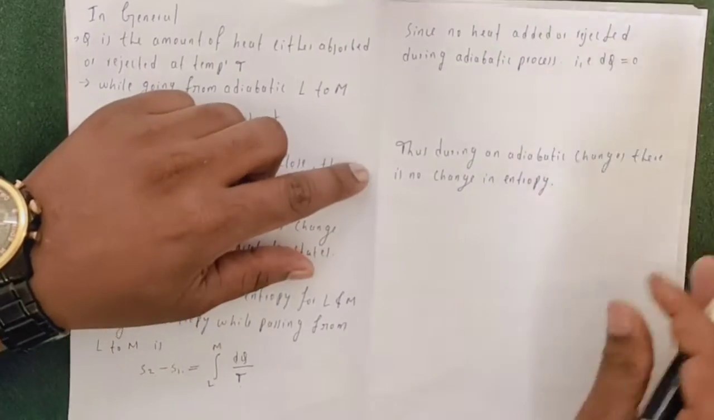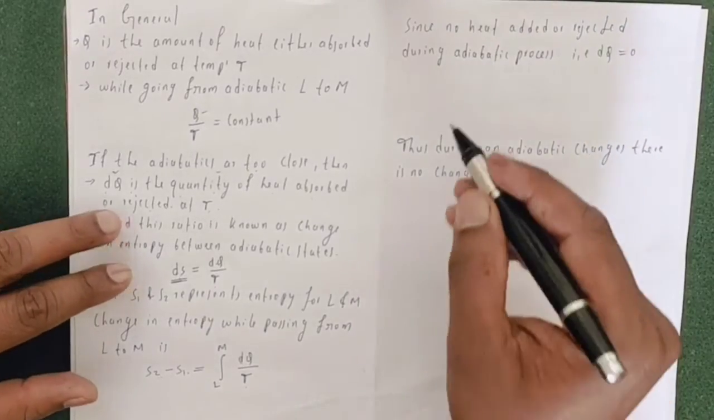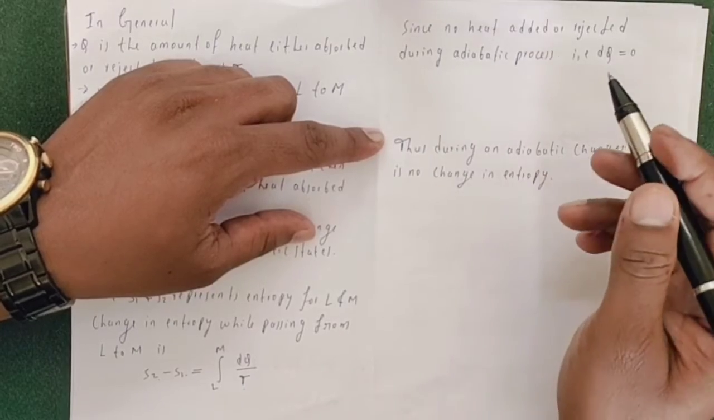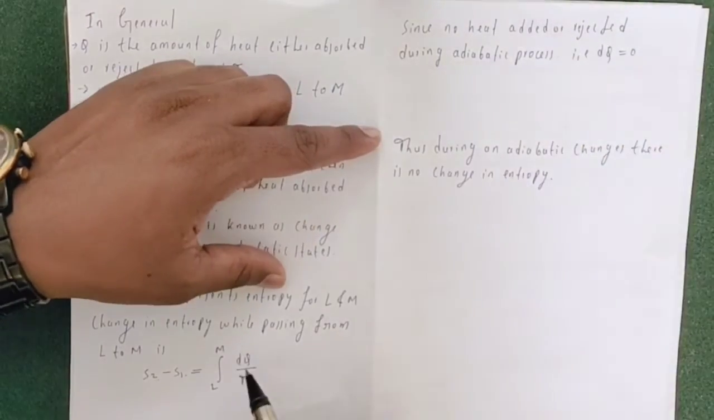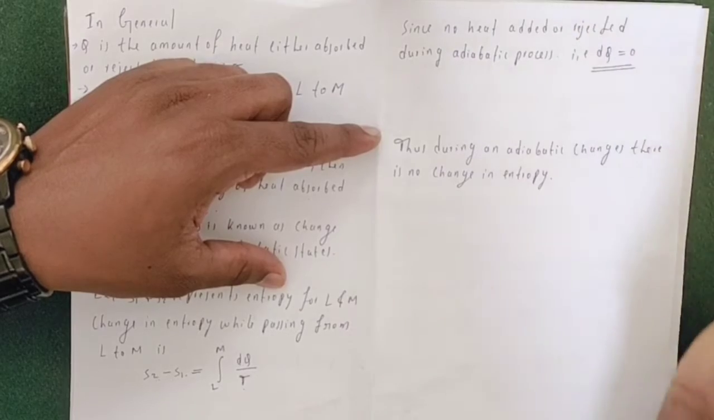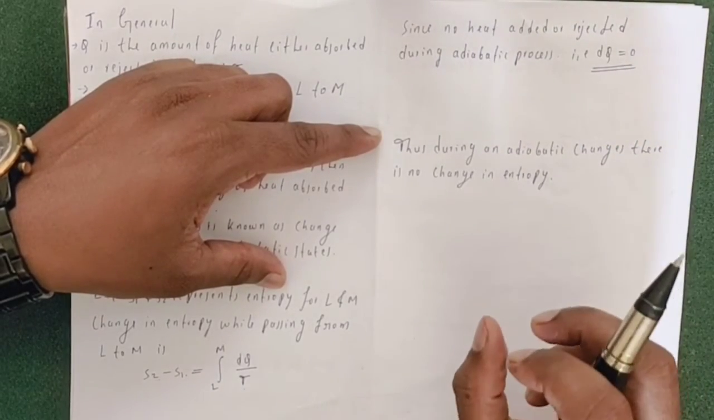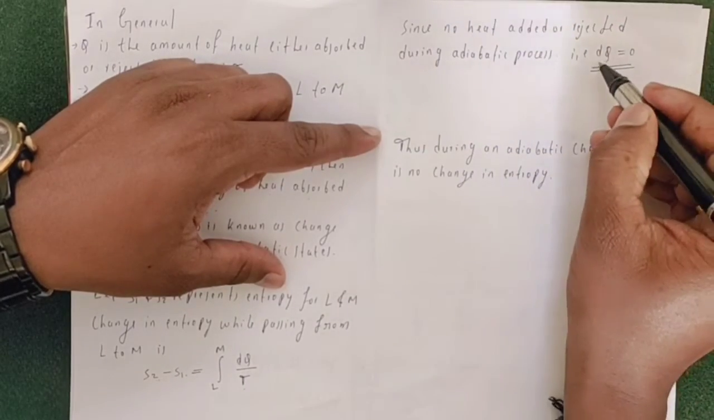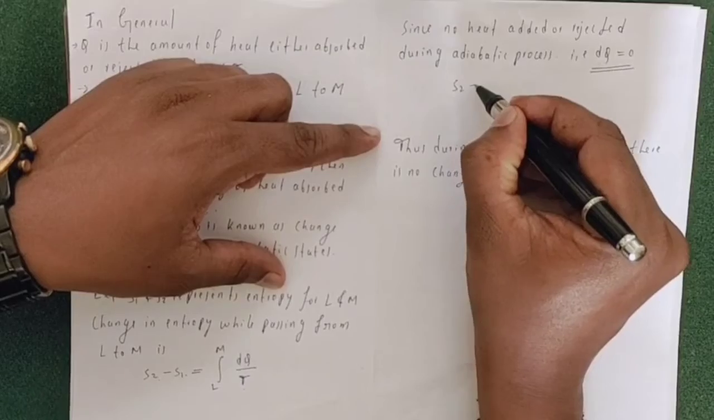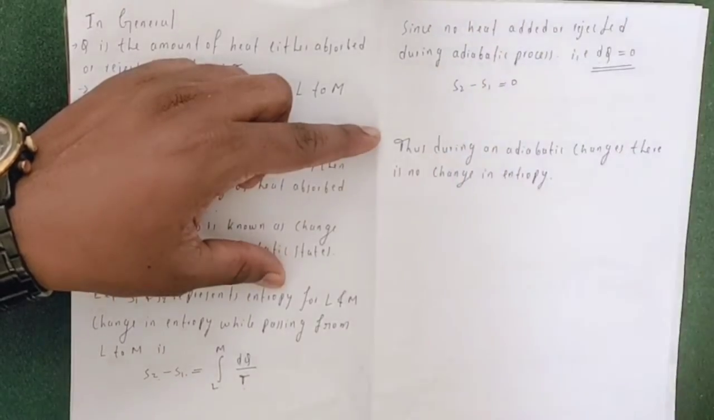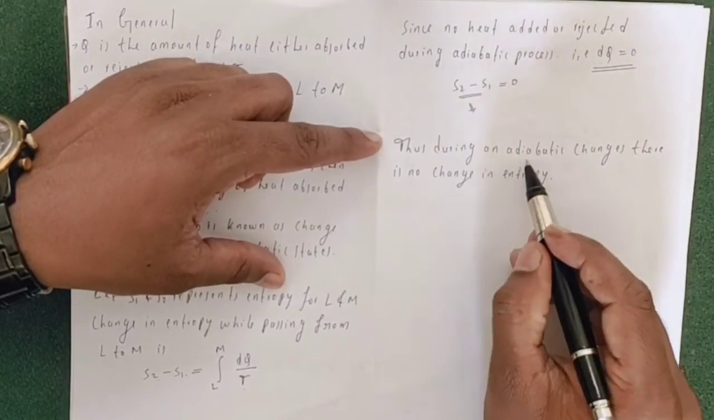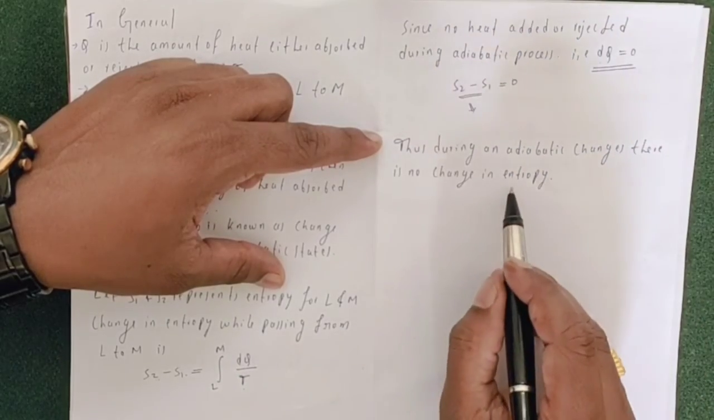Since in adiabatic processes no heat is added to the system and no heat is rejected by the system, dQ is equal to 0, that is, the small amount of heat absorbed or rejected is 0. So we can write that if dQ becomes 0, then S2 minus S1 equals 0, that is, the change in entropy is 0, which indicates that during an adiabatic change there is no change in entropy.